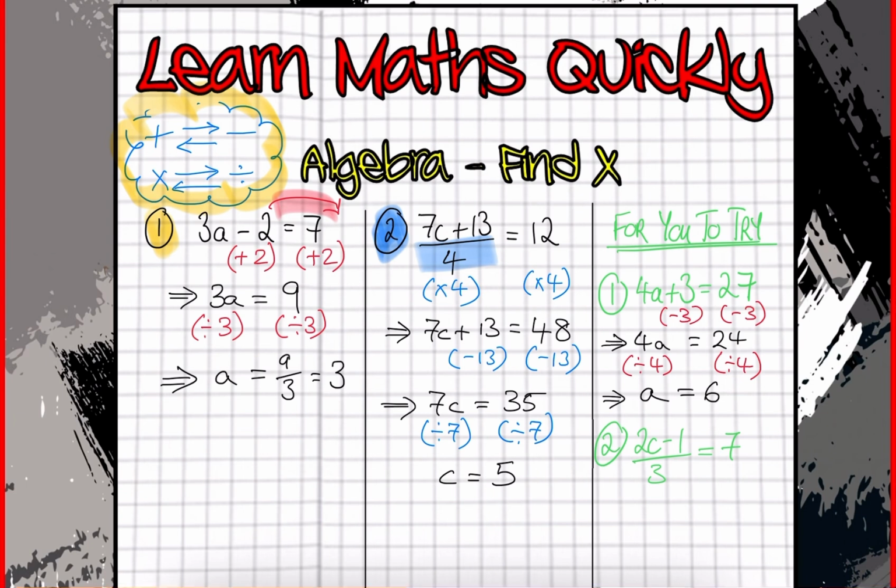Now, I've not left myself much space for this second question, so I'm going to write quite small here. So here we're divided by 3, so this time we're going to times by 3 on both sides, which leaves us with 2c minus 1 equals 21. Now we want to move this 1 over by doing the inverse, so plussing 1 on both sides, which leaves us with 2c equals 22. And now we're dividing by 2 on both sides, which leaves us with c equals 11.